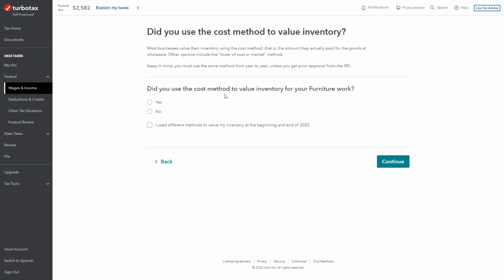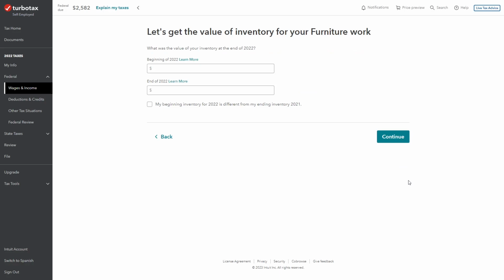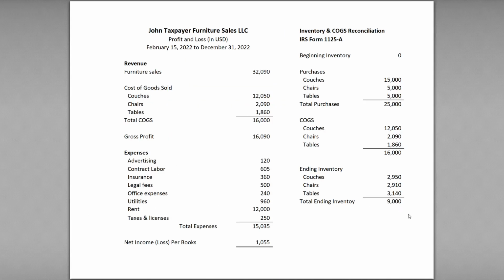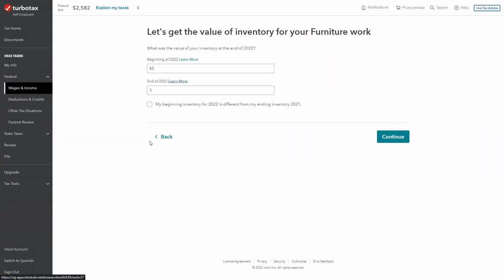Did we use the cost method to value inventory for the furniture work? Yes, right? Cost method meaning that we're tracking the value of the inventory based on what our purchase price was for the inventory. So yes, go ahead and continue on through. Beginning of the year, our inventory was zero. And at the end of 2022, remember our inventory was $9,000. If I go back to the inventory screen, $9,000.